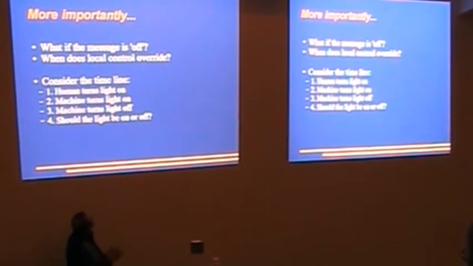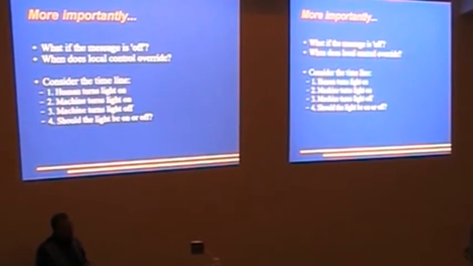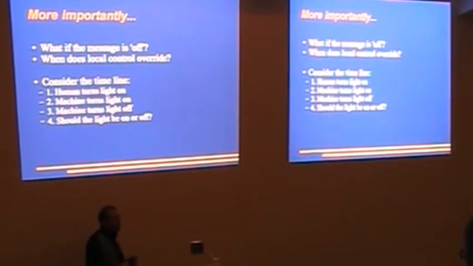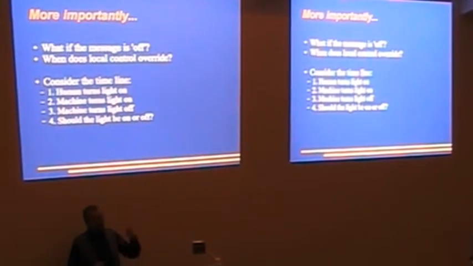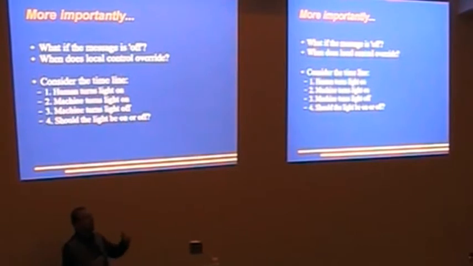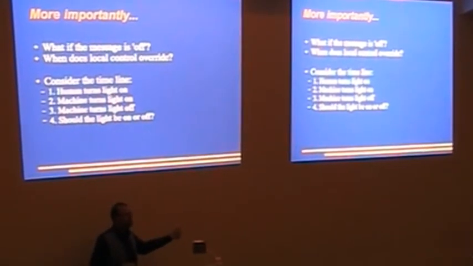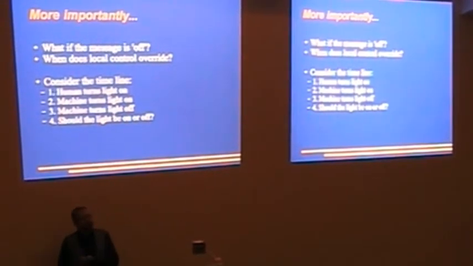Consider the human timeline. This is the important part here. Human switches the light on. The computer, for whatever reason, says, oh, I should now switch the light on. The computer then, for a similar reason, says, I should now switch the light off. Should that light now be on or off?